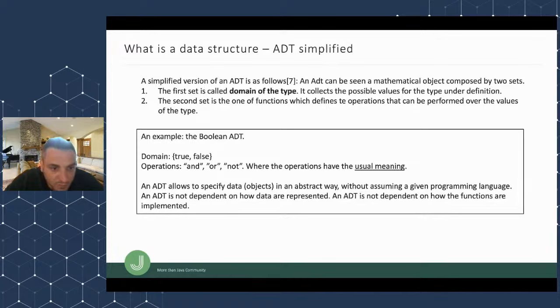And an ADT allows to specify data, objects in the world of Java, in an abstract way, without assuming a given programming language. So an ADT is not dependent on how data are represented. An ADT is not dependent on how the functions are implemented. So just keep this in mind. We want to define a new type for the data. We need to understand, first of all, the possible values that the data can assume, the domain of the type. And we have to define the operations on that domain with their meaning.